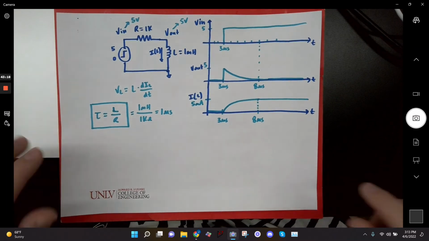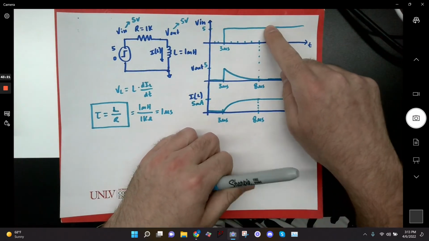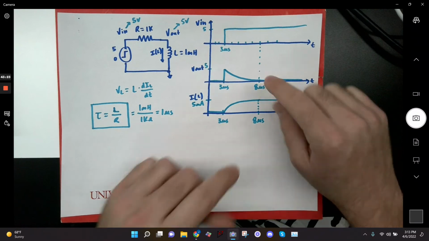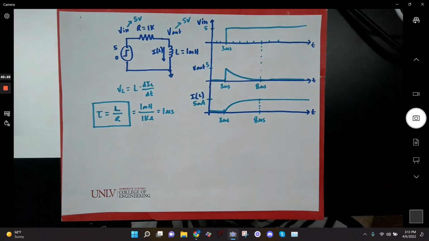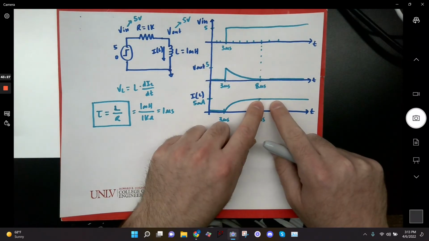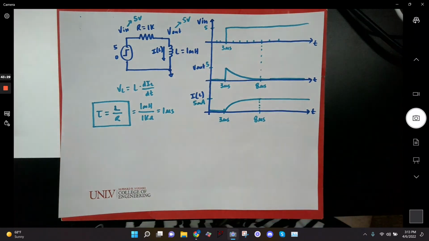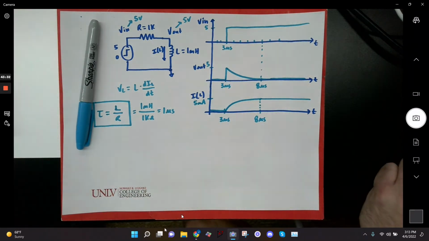But you're correct that at steady state, V in will be 5, V out will be 0, which means there will be no voltage across the inductor, but there will be 5 milliamps flowing through the inductor. Okay? Let's go do this in SPICE.